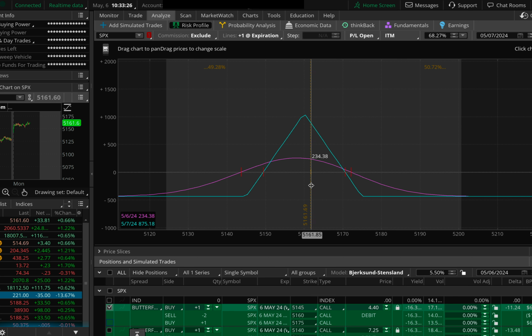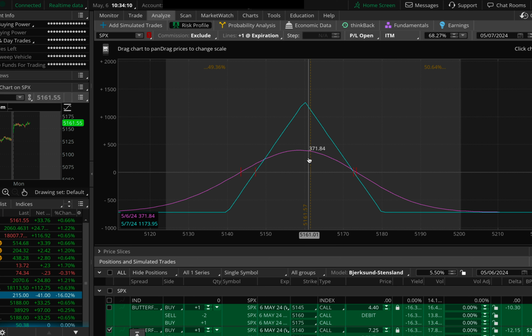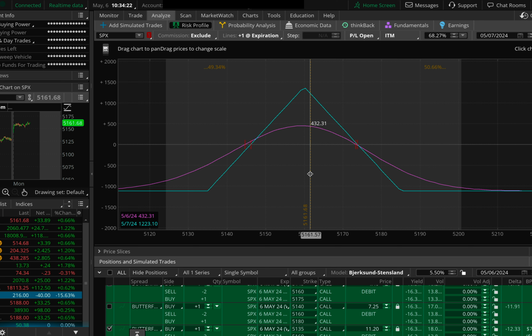The next one is a 20-point wide trade. Profit target on this was $75. You can see right now it's showing a profit of $360 some dollars. And then the last one is the 25-point wide. This one's up $430. Profit target on this was $100. So this is done really well too.